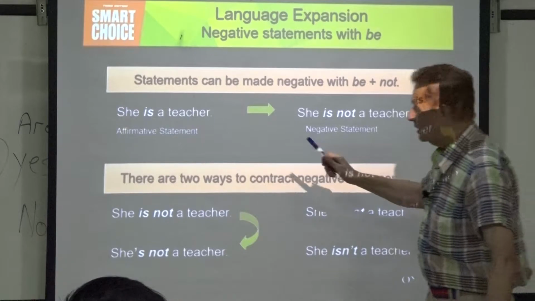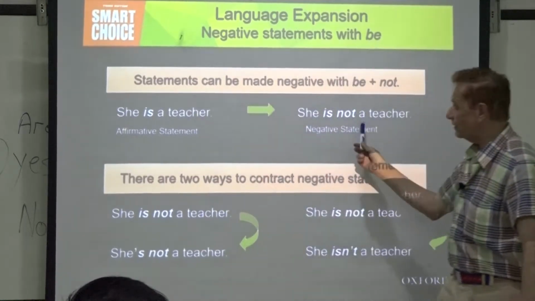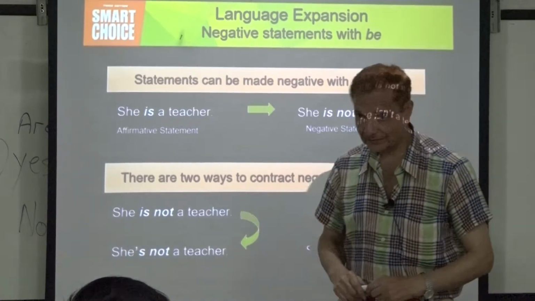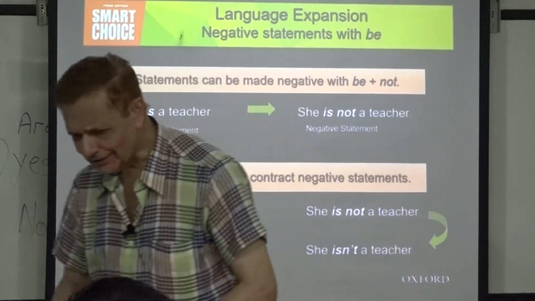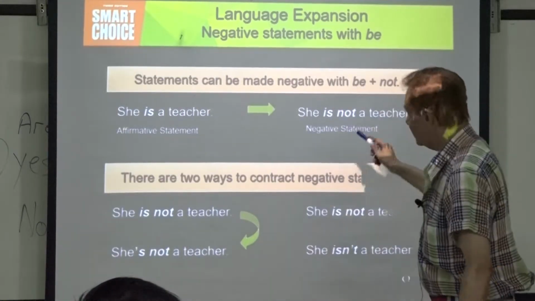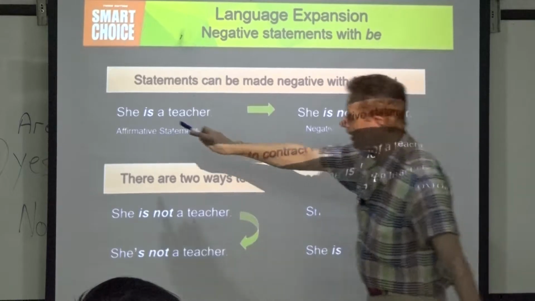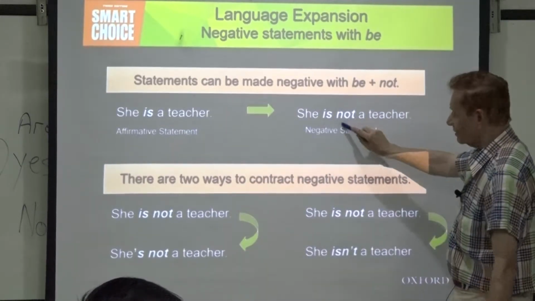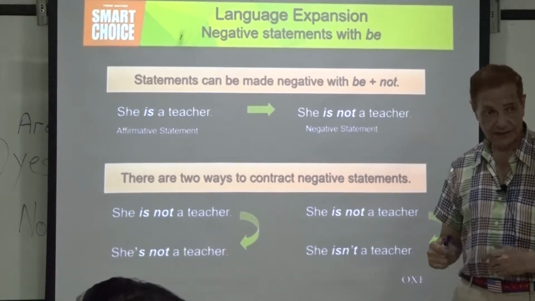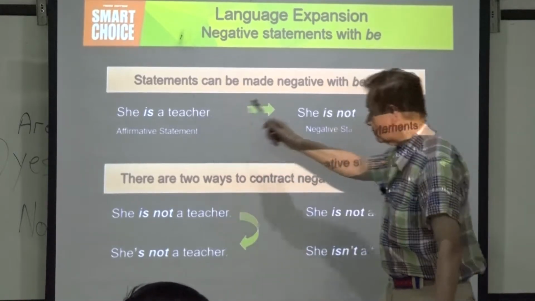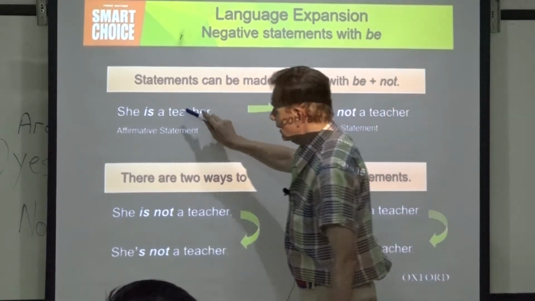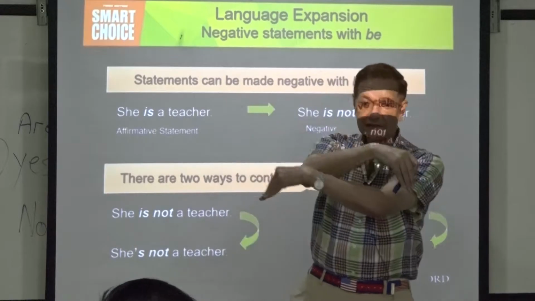I want to change affirmative to negative. What do I do? Add not. Put not. The same, but only put not. Make negative. All right? So how to make affirmative to negative? You add not. How to change affirmative to question?